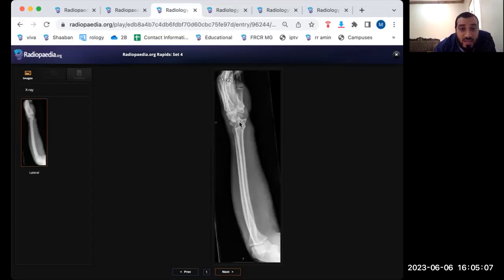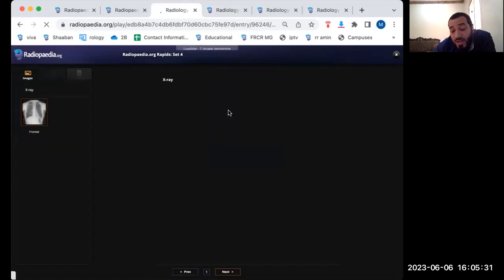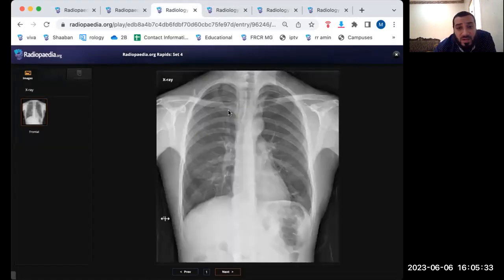Here you can see the lunate is articulating with the radius and the capitate is dislocated dorsally. I don't know if this is right or left, but you should see it very clearly if it is right or left and put down perilunate dislocation. Okay. And make sure from the other image whether there is a fracture or not.